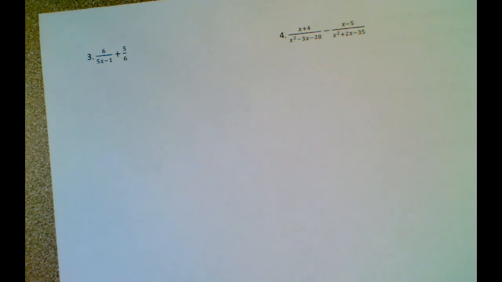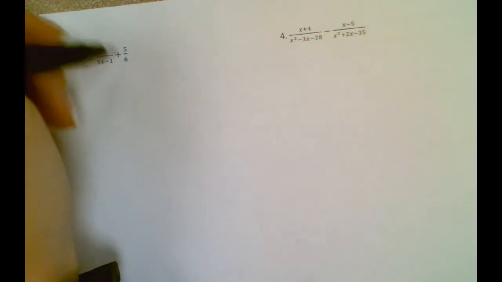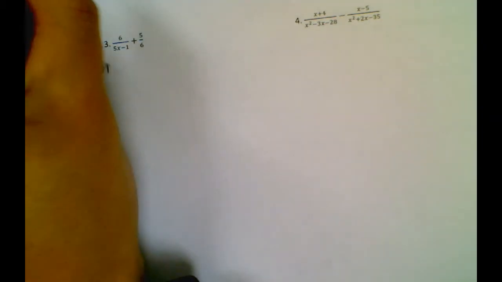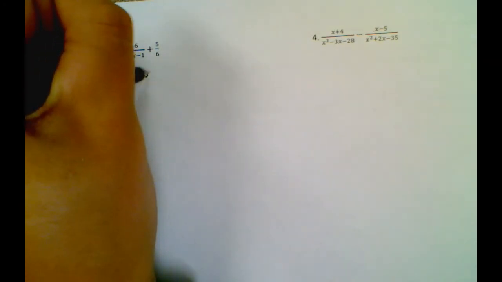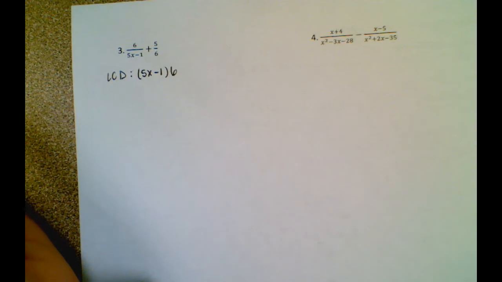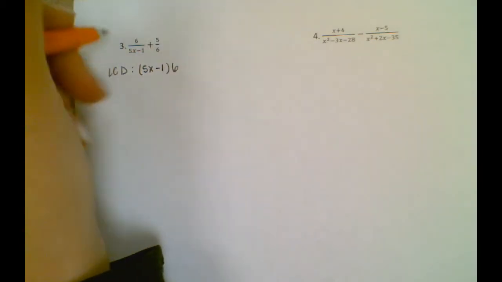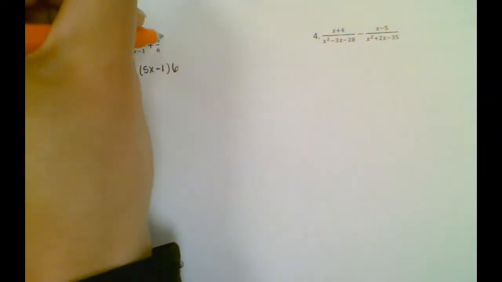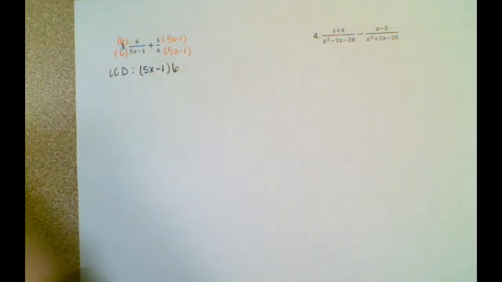Okay. All right, here, let's factor out this denominator. Ooh, we can't factor that. And we can't factor that. So let's talk about what the least common denominator is. That would have to be, we have this 5x minus 1 term, and we have this 6. So that's your least common denominator. So in order to add these, I need to multiply this part of the fraction by 6, and this one by 5x minus 1, so now they both have the same denominators.